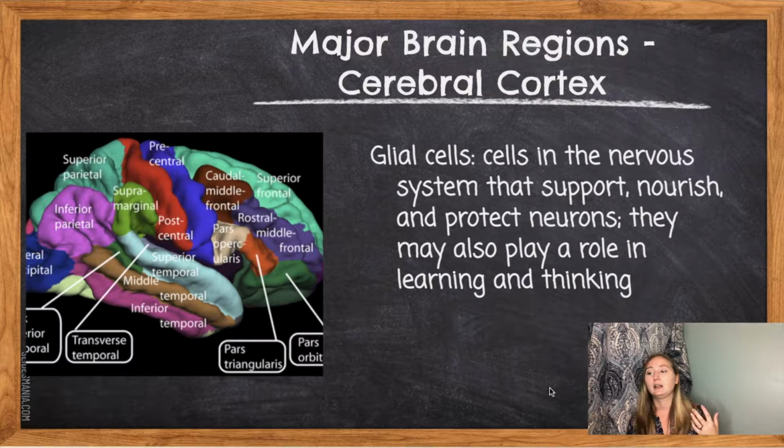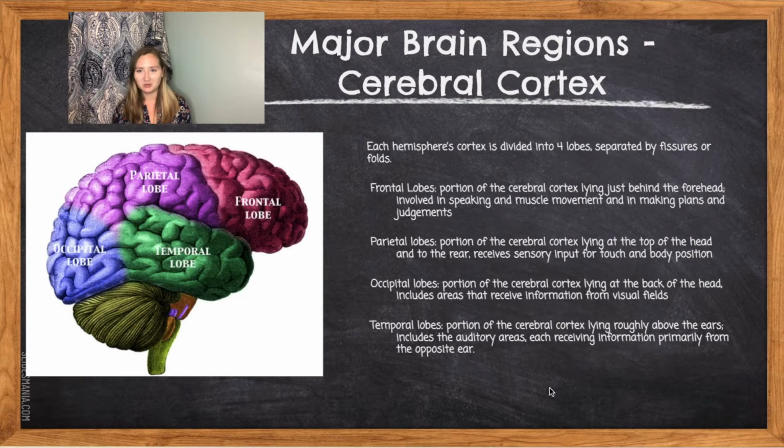Glial cells are cells in the nervous system that support, nourish, and protect neurons. And neurons, which we'll get to later, are the most basic unit of the nervous system. These glial cells may also play a role in learning and thinking. All right, the cerebral cortex consists of a bunch of different lobes that all do different things, and you've probably heard some of these things before.